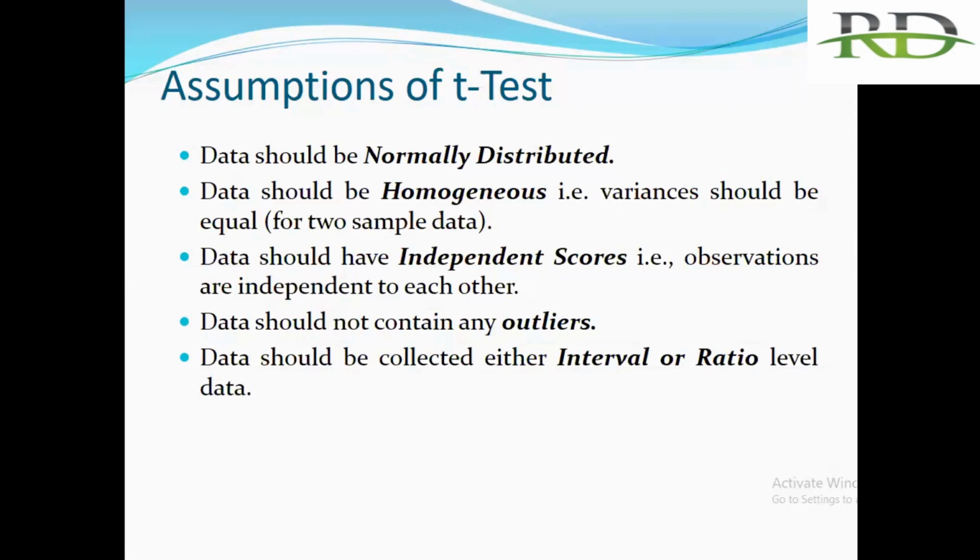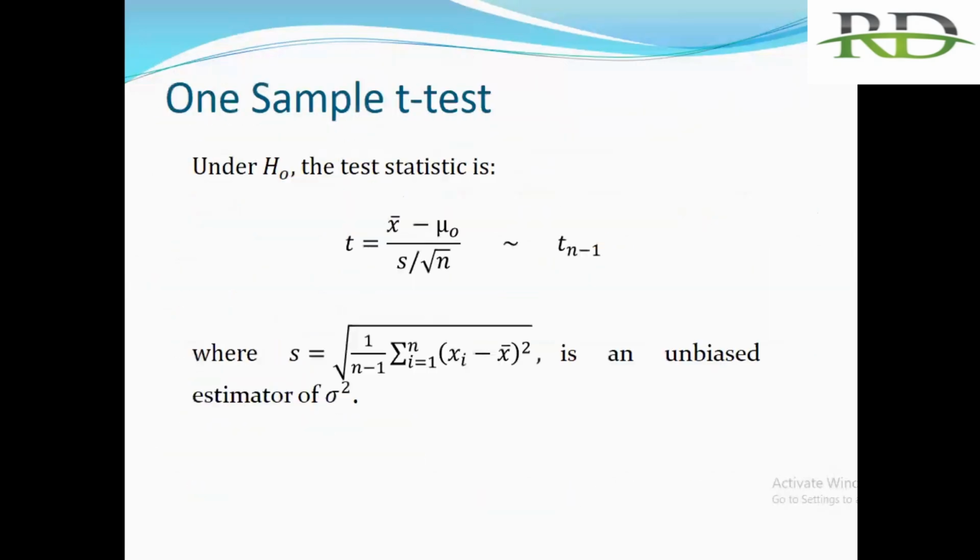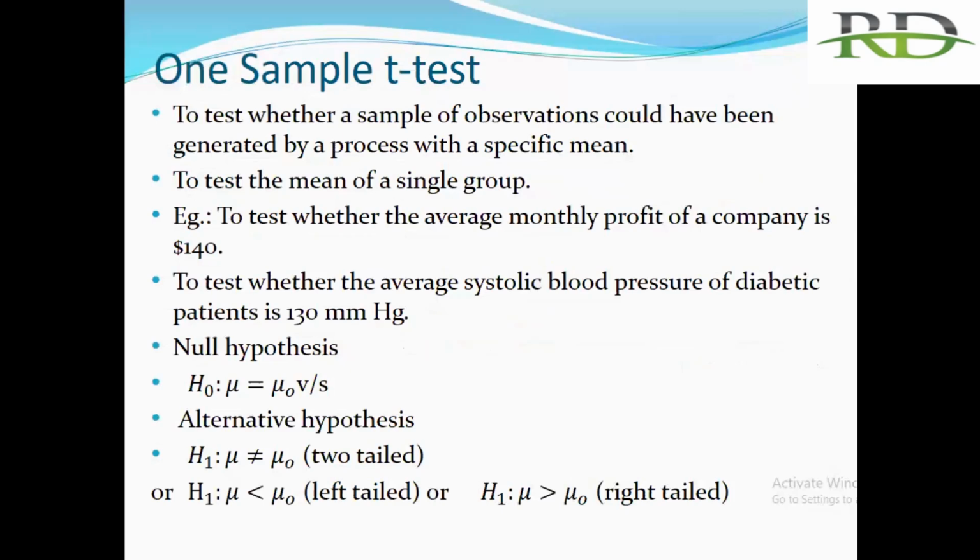I hope these assumptions are clear to all of you. Now, this is one sample t-test. Yes, so this is one sample t-test. Now you have a null hypothesis and you have alternative.